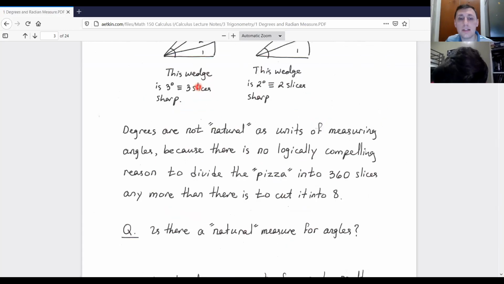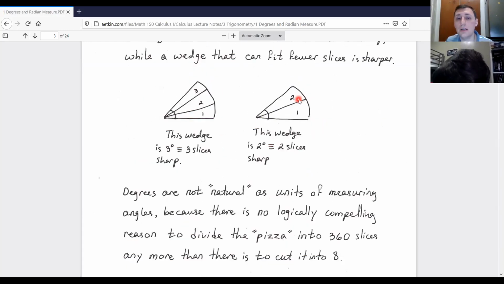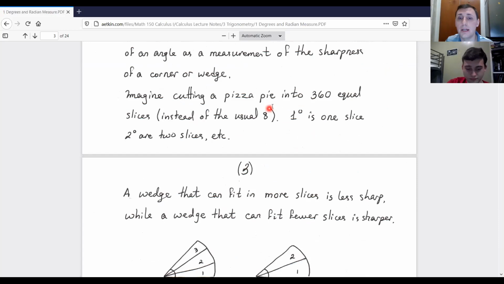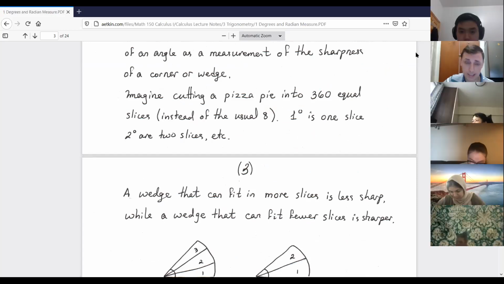Now, of course, there is nothing natural about cutting the pizza into 360 slices. In other words, there is nothing about the circle that tells you to cut it into 360 parts. You could have cut it into other parts. So what is an American angle measurement? What's an American pizza? How many slices do we get when we buy a pizza? So you have 8, right? So you can say the circle is 8 American degrees and 360 Babylonian degrees.